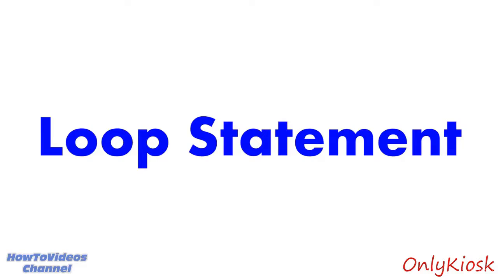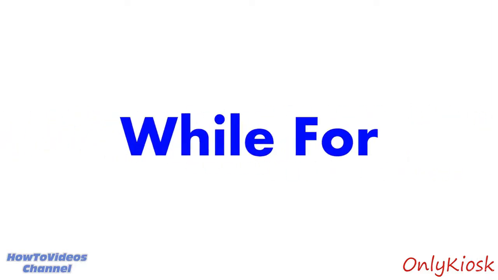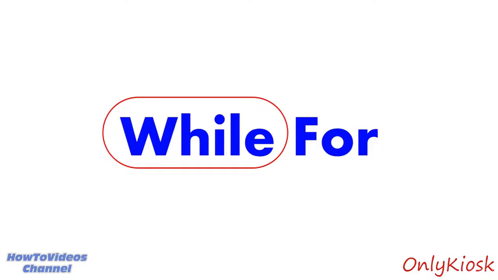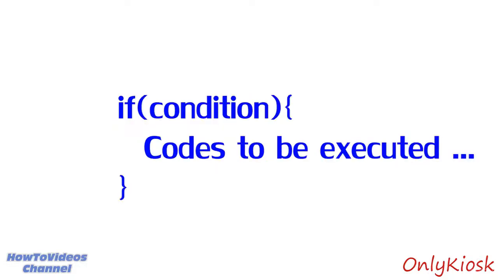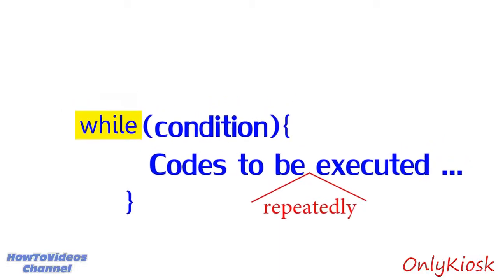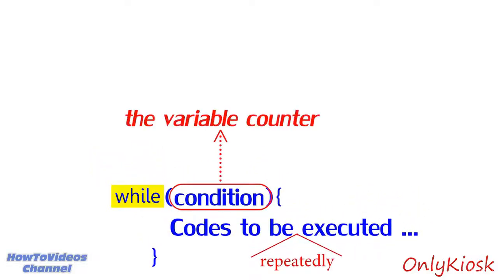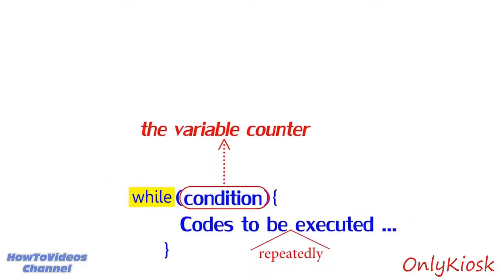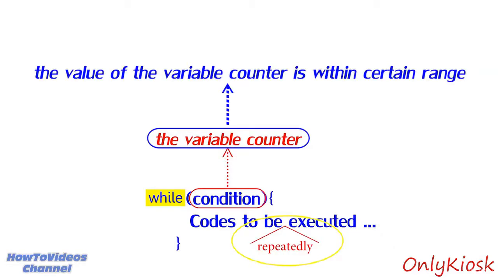There are two kinds of loop statements: while and for. Let's start with while. The structure of the while statement is the same as the if statement. Keyword while first, then a set of parentheses and curly brackets. Inside the parentheses, you put the condition, and inside the curly brackets, you put the codes to be repeatedly executed. Usually, the condition is the counter. As long as the counter is within a certain range, the codes inside the curly brackets will be repeatedly executed.